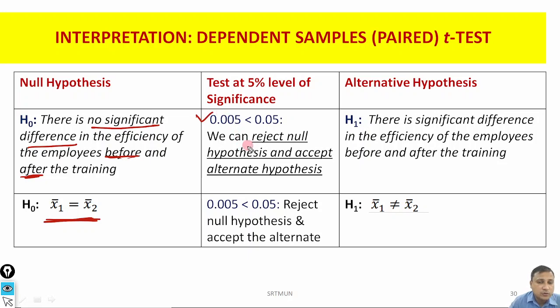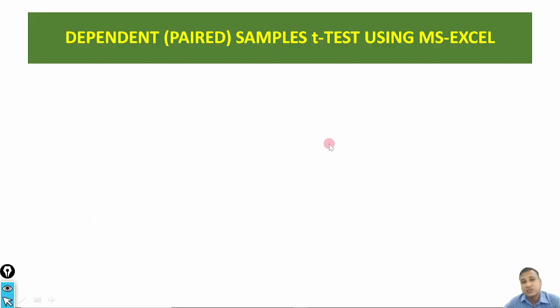Now, using p-value 0.005, which is less than 0.05, we can reject the null hypothesis and accept the alternate. So what is the alternate hypothesis that we are going to accept? That there is a significant difference in the efficiency of the employees before and after. Fine, so this has been accepted. Now let me take you all to MS Excel.